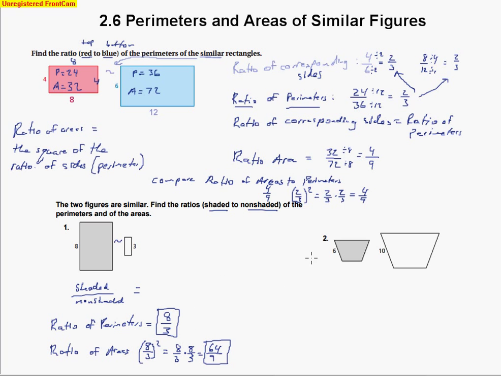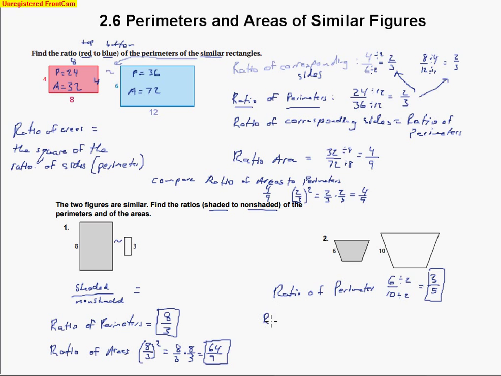Let's take a look at this next one here. Here it says we got the shaded figure and non-shaded figure. So if I want to find the ratio of perimeters, I'm going to do 6:10. Why did I do that? Because it's shaded to non-shaded. Then I go ahead and just take out the common factor to reduce the fraction, make it simpler, and that makes 3/5, and that's the answer I'm looking for.